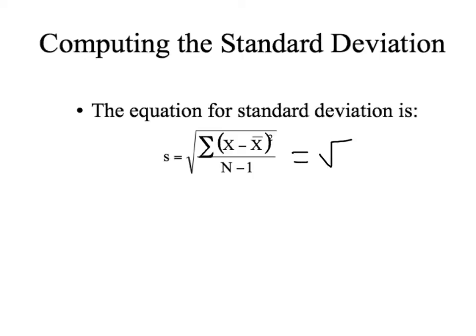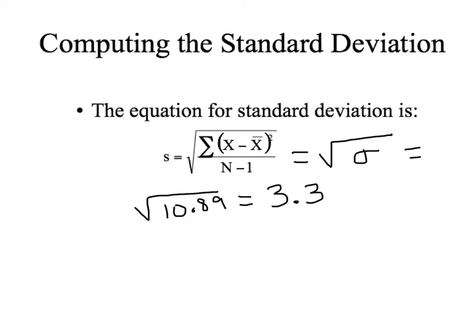So then how do we calculate standard deviation? The equation for standard deviation is the square root of the sum of x minus mean squared, divided by n minus 1, which is also the square root of variance. So we just take the square root of the variance that we found previously, which is 10.89, and that's going to give us a standard deviation of 3.3. So our standard deviation is 3.3. Again, what I did is I took the square root of variance, which we already found, and then that gave me my standard deviation.